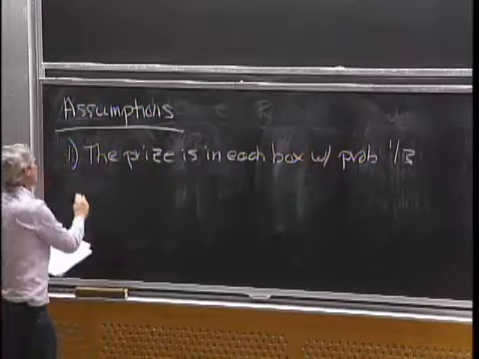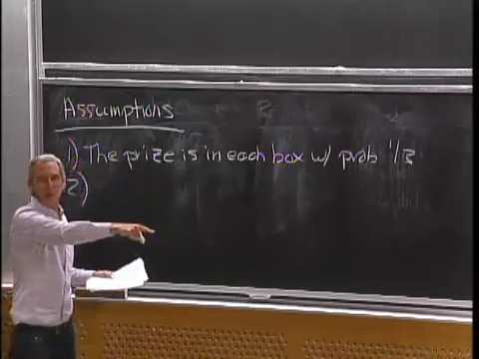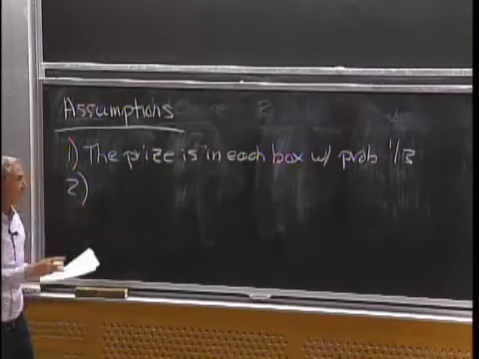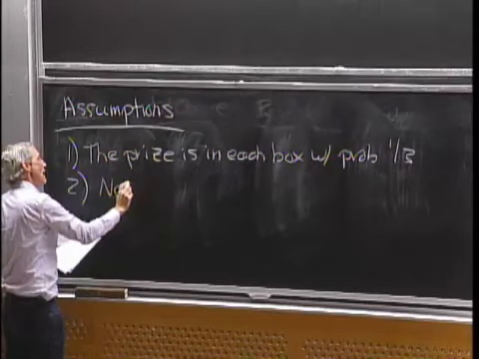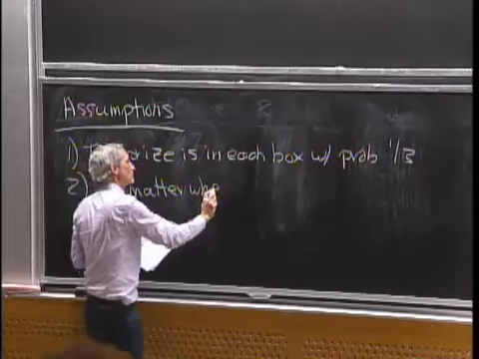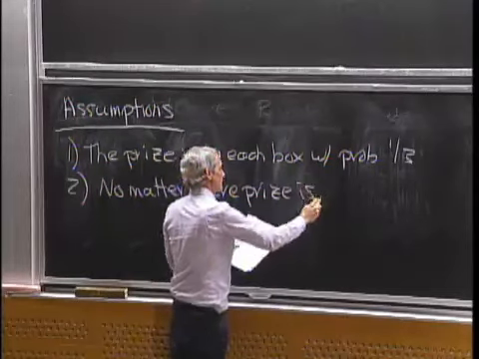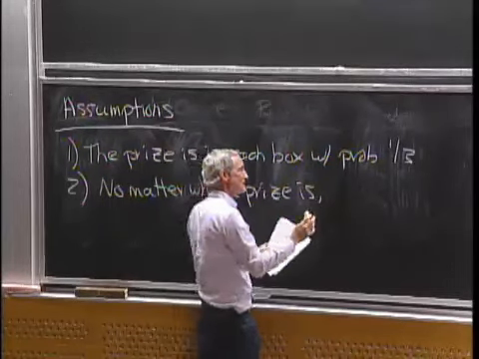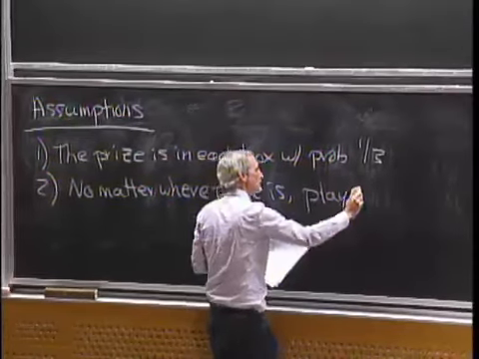The next assumption we're going to make is that the player didn't see which box has the prize. Okay, in other words, and more specifically, no matter where the prize is, the player picks each box with probability 1/3. So the player is making effectively a random choice.